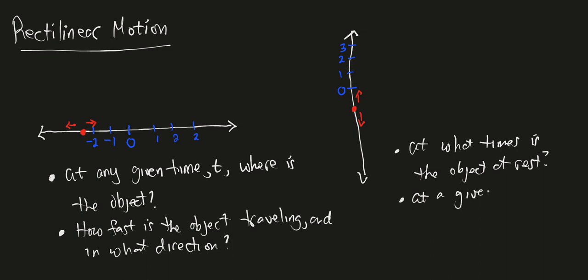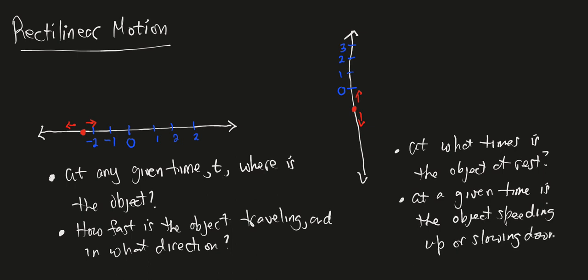At a given time, is the object speeding up or slowing down? So speeding up or slowing down, right? So I think this is a good starting point as far as questions that we would like to be able to answer.